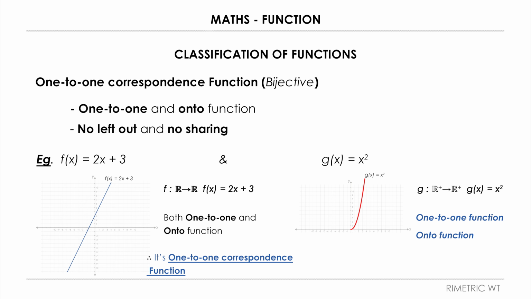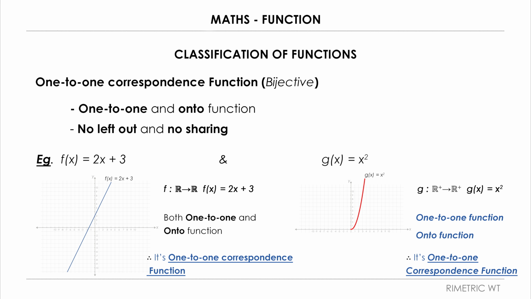Therefore, f of x equals x squared becomes a one-to-one correspondence when it is defined from the positive real numbers to the positive real numbers. This shows us an important point. The same mathematical rule can have different properties depending on how its domain and codomain are defined.